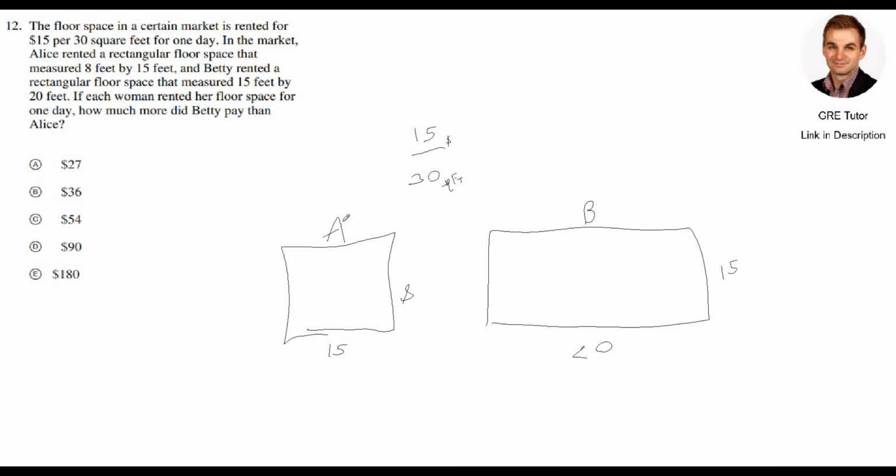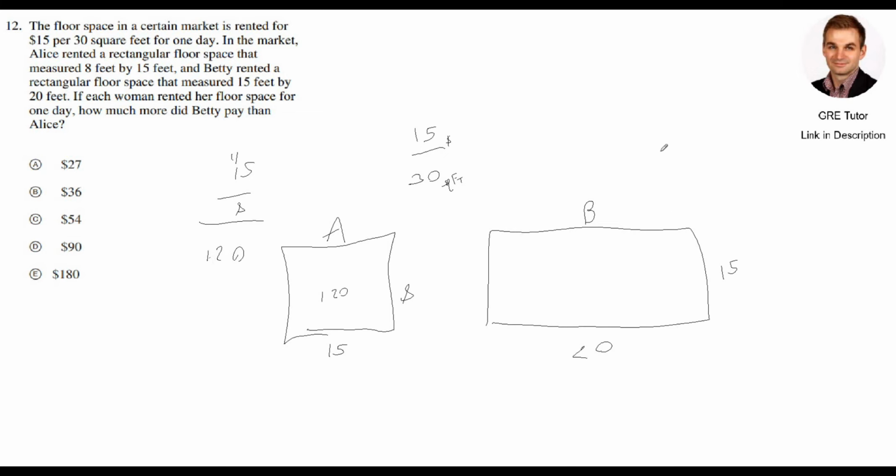Now what we need to do is figure out how many square feet this is, how many square feet this is, and then we need to solve the problem. Alright, there's actually two ways of doing this. We can do it this way first. So 15 times 8: 8 times 5 is 40, 8 times 1 is 8, plus 4 is 12, that's 120. So 120 square feet for her.